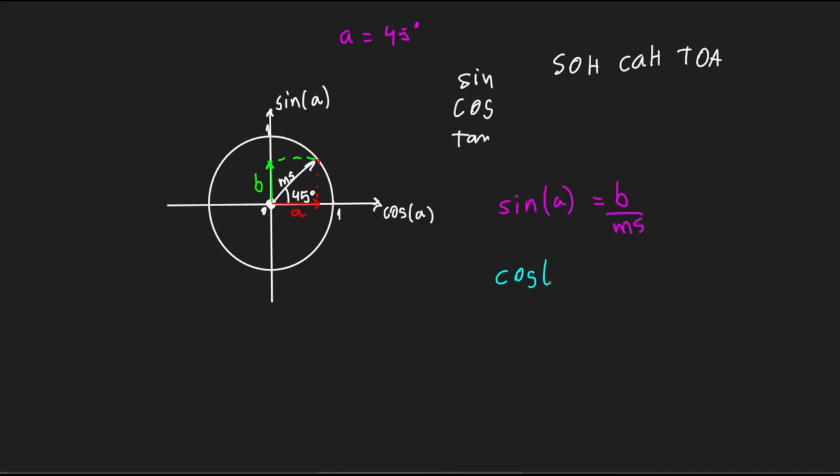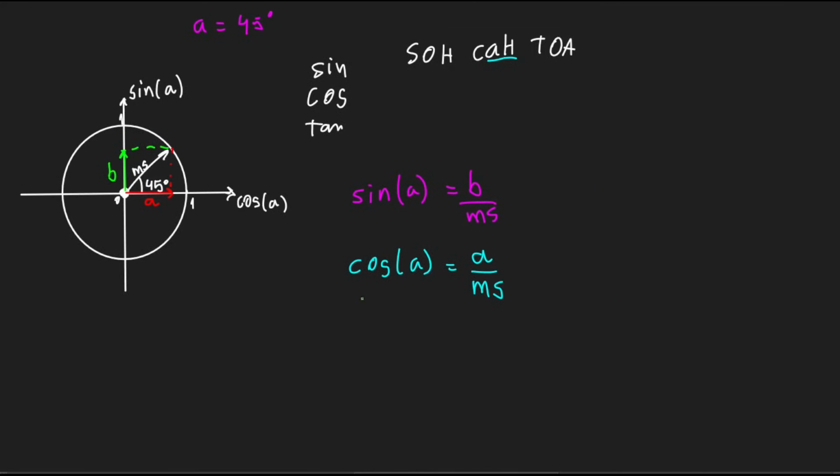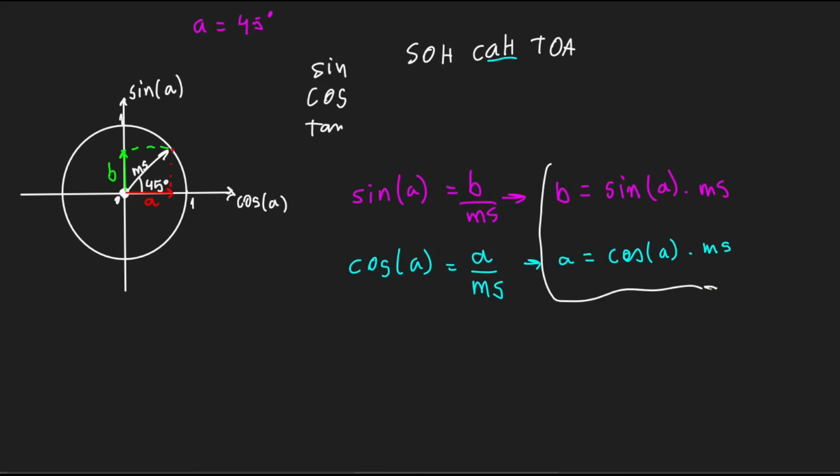The cosine of the angle is the adjacent over the hypotenuse. So the adjacent is the letter A. So A over the hypotenuse, which is the move step. Alright, so we need to solve these equations for A and B. In this case, B is going to be sine of the angle times move step. And here, A is going to be cosine of the angle times move step. There we go. We have these equations here that describe the movement of the player in both axes.